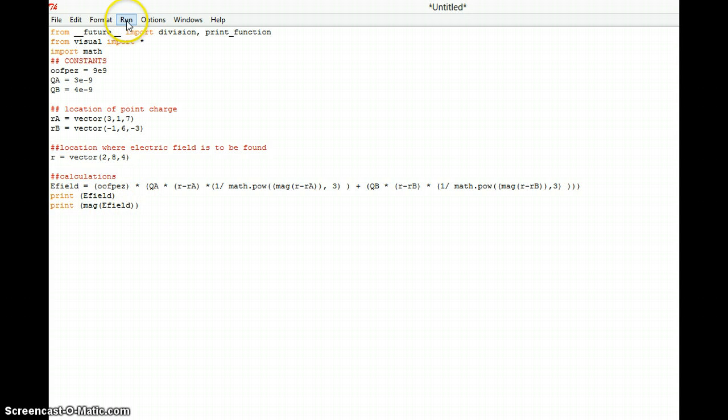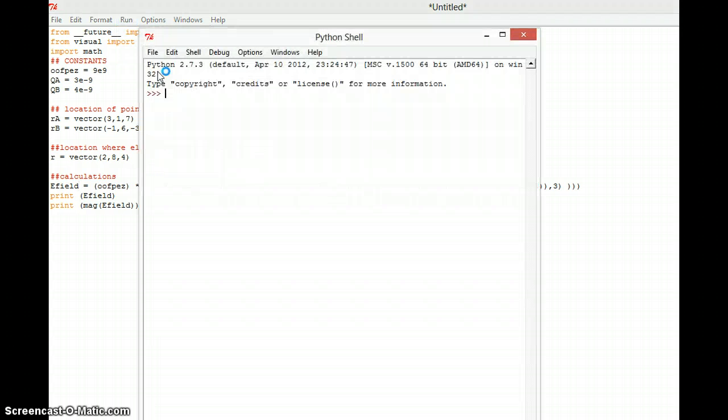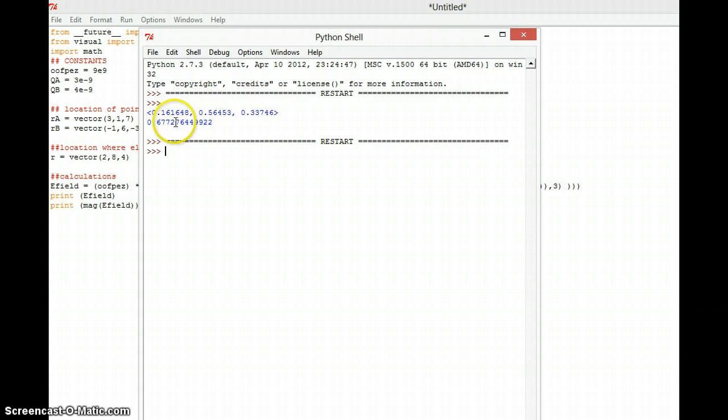Then let's see what the run gives. Run module. There we go. So this thing right there, 0.6772 Tesla, is going to be the field for this calculation.